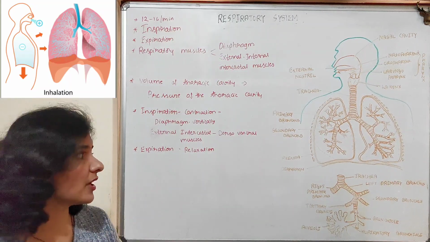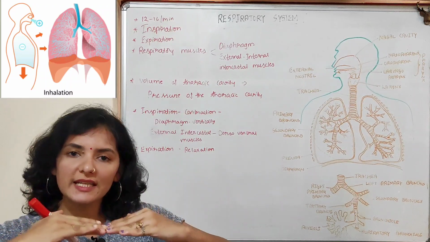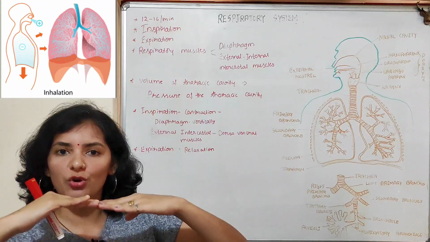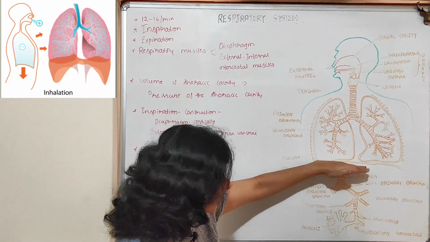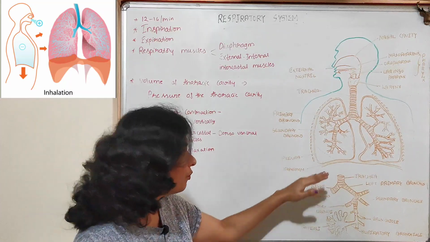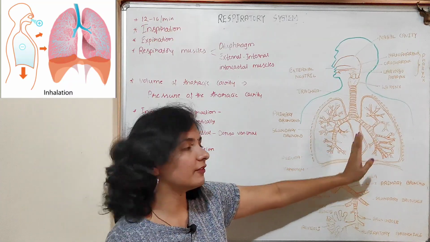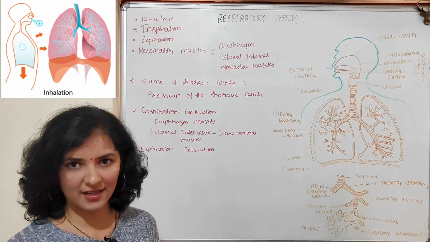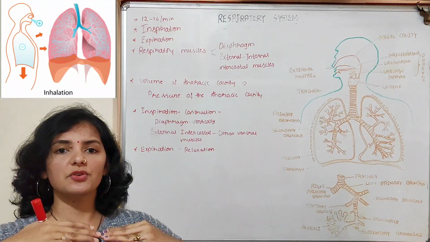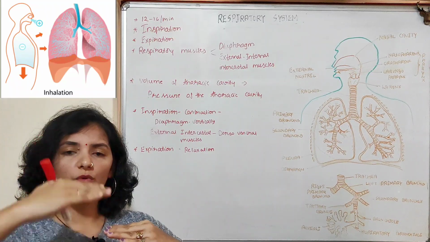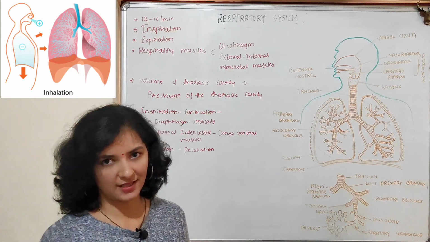So when there is a contraction of the dome-shaped diaphragm, this dome-shaped diaphragm will descend and it will become flat or horizontal. So when this diaphragm descends, there will be an increase in the volume of the thoracic cavity in the anterior posterior axis. Because of that, the volume of the pulmonary cavity increases in the anterior posterior axis.